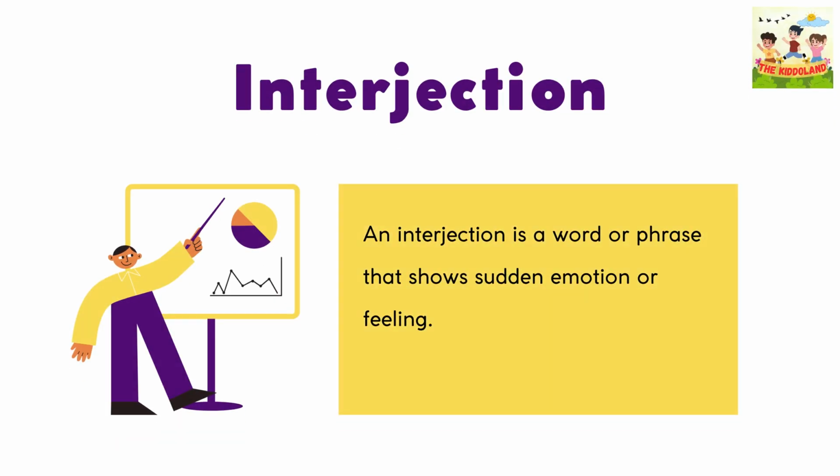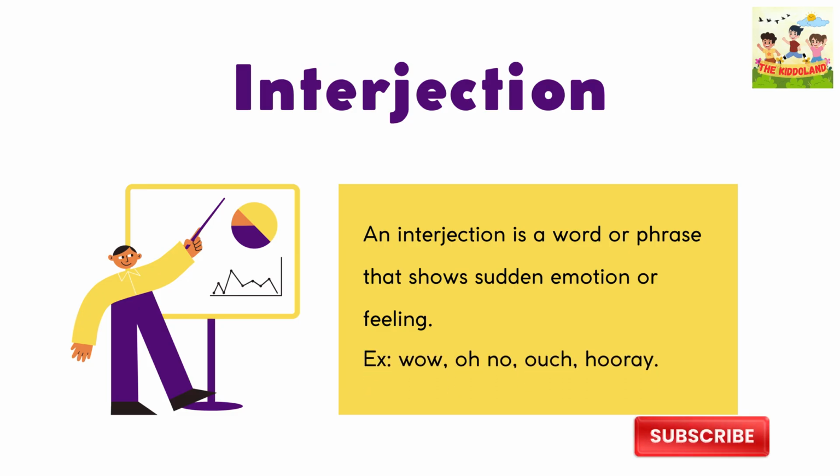An interjection is a word or phrase that shows sudden emotion or feeling. It often stands alone and is followed by an exclamation mark. Here are some example interjections: wow, oh no, ouch, hooray.